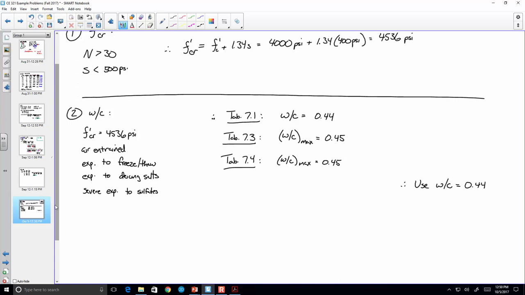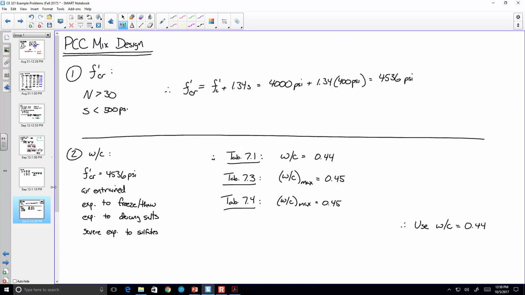Okay, let me see. Can I fit this on this panel? Probably not. I'm going to conserve some space. Everybody got this? Okay. What's that? Hold on.